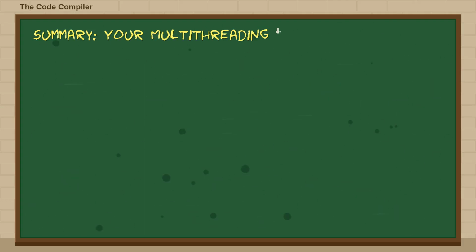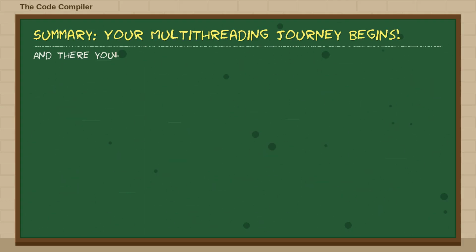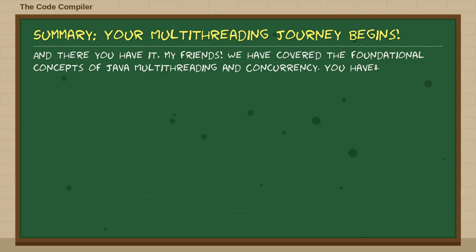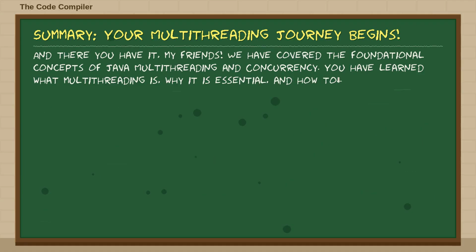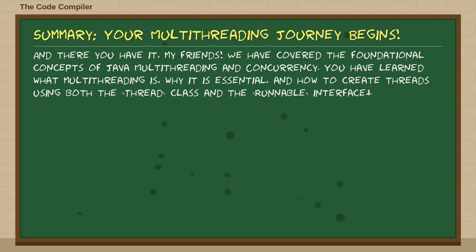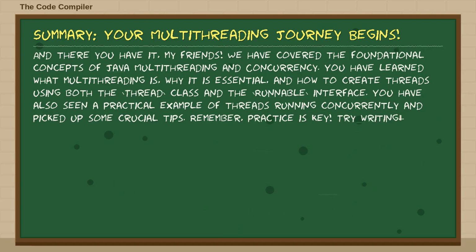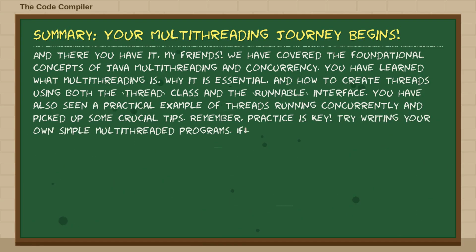And there you have it, my friends. We have covered the foundational concepts of Java multithreading and concurrency. You have learned what multithreading is, why it is essential, and how to create threads using both the Thread class and the Runnable interface. You have also seen a practical example of threads running concurrently and picked up some crucial tips. Remember, practice is key. Try writing your own simple multithreaded programs.